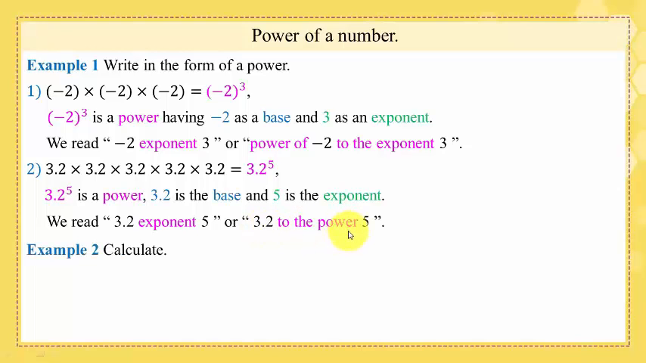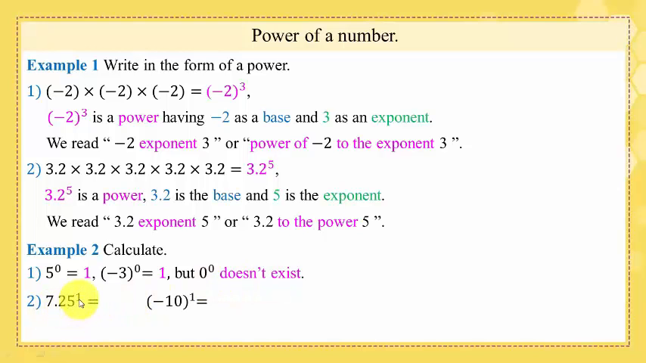Example 2. Calculate 5^0 equals 1, because we know that x^0 equals 1. It's a rule. (-3)^0 equals 1, but 0^0 doesn't exist.